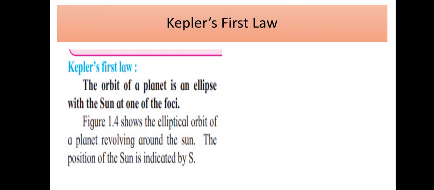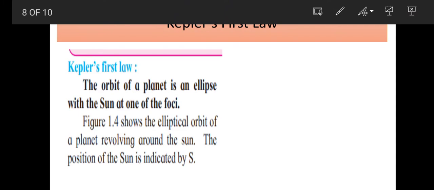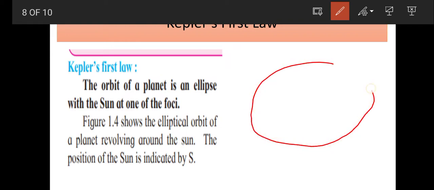Firstly, Kepler is saying that the orbit of a planet is an ellipse with the sun at one of the foci. Now listen, firstly, what is meant by the foci.